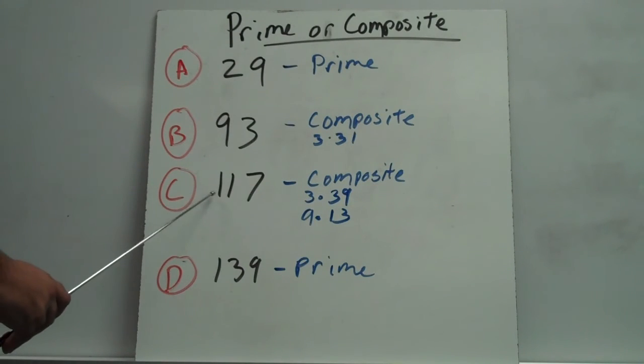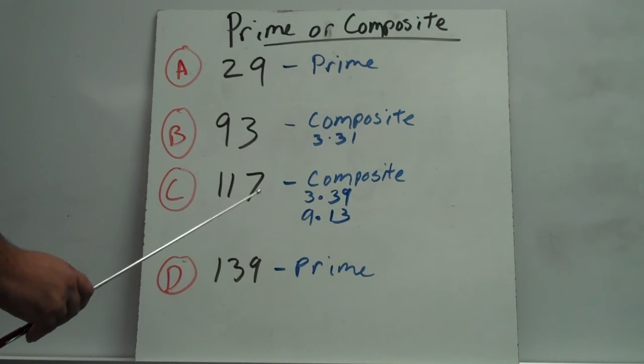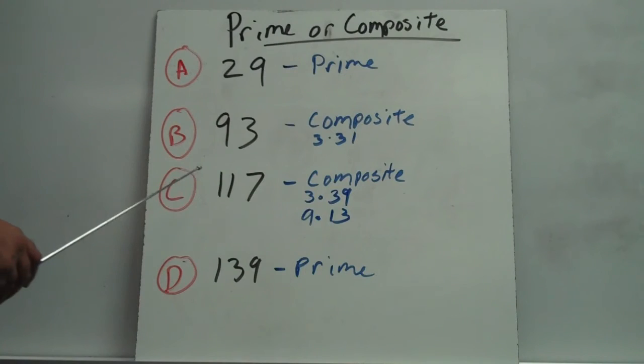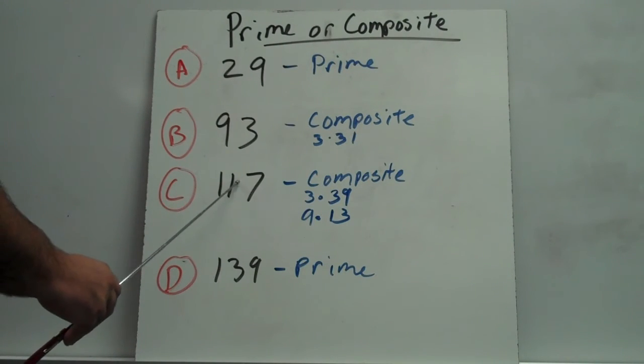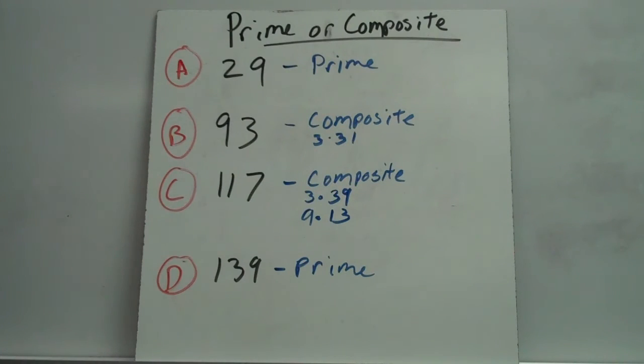117 is a composite number as well. Again, we can use the 3 rule. 1 plus 1 is 2, plus 7 is 9. 9 is divisible by 3. And we can actually use the 9 rule here, where we take 1 plus 1, which is 2, add that to 7, which is 9, and if the digit sum is divisible by 9, then 9 is also a factor of that number, so 9 times 13 would give you 117. And then for D, 139 is a prime number. Okay? The only factors of 139 are 1 and 139.